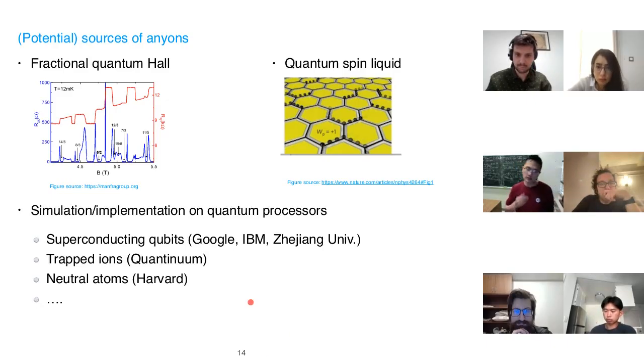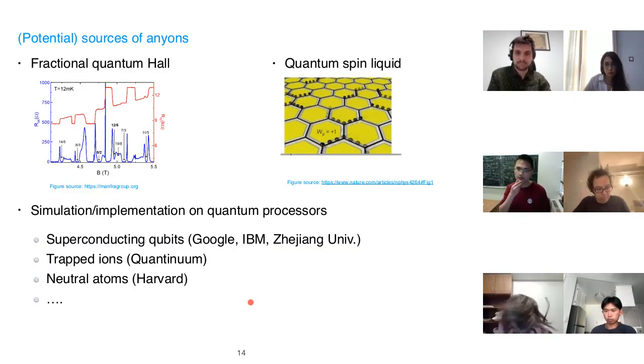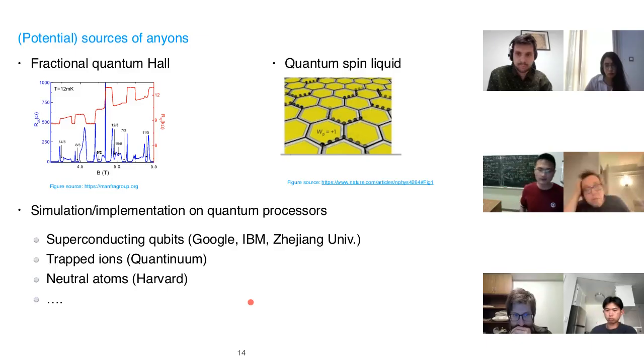In more recent years, there are lots of efforts in trying to simulate or implement these topological states on current quantum processors across a wide spectrum of platforms, including superconducting qubits, trapped ions, neutral atoms, and so on. But because of the limitation on the available qubits and the lack of error correction, this is more like a proof of principle than a genuine realization of topological phases.